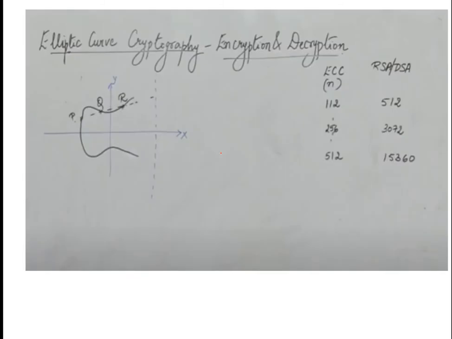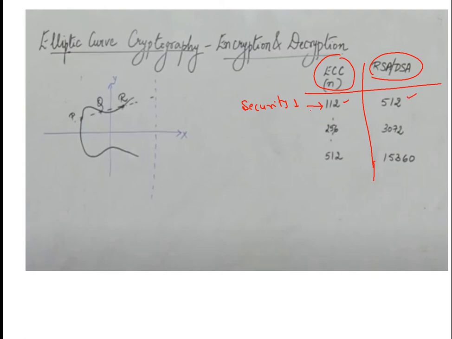So why is elliptical curve cryptography so important? Why are we giving it so much importance rather than the RSA and DSA algorithms? The reason is simple, and you can see it in this table. If n is 112, that means security level 1, low security, ECC takes just 112 bits, but RSA is taking 512 bits for calculation.